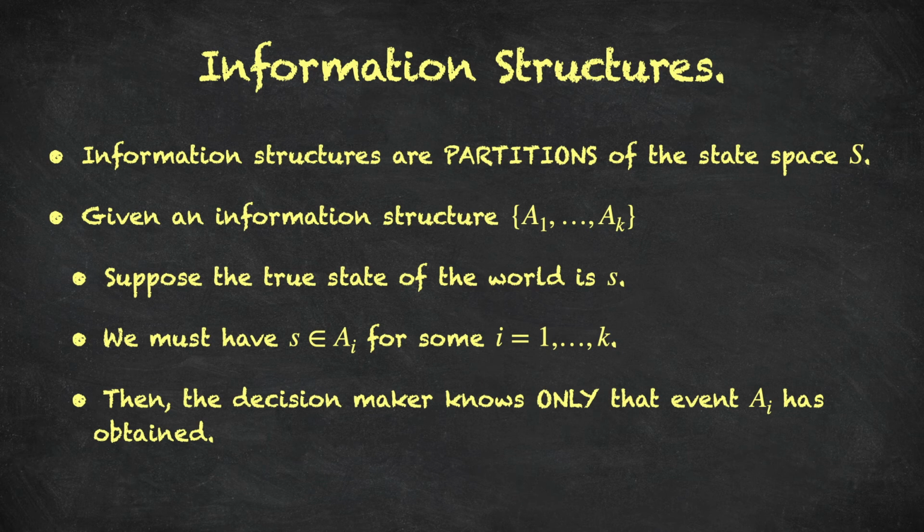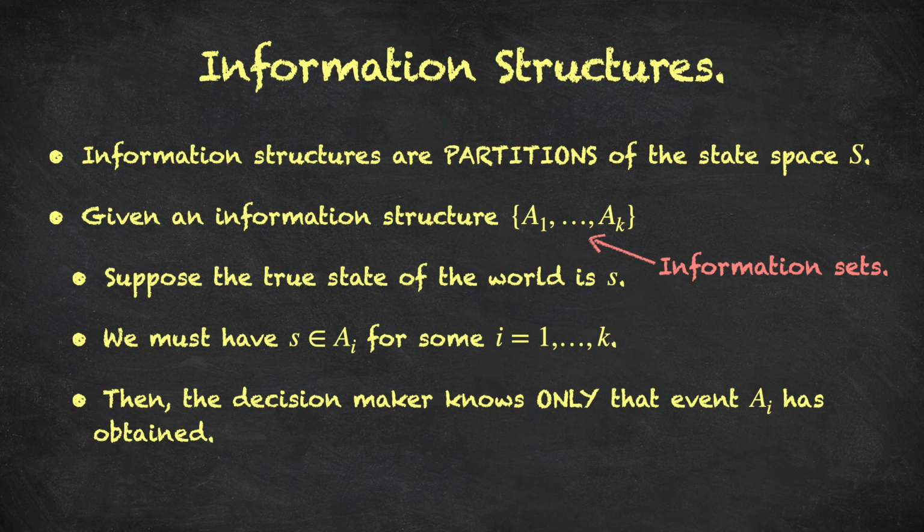Well, if we're given an information structure, like I've labelled here, a partition, which is a set that contains these subsets A1 all the way up to A_k. Now, each of these are called information sets. So this decision maker has k different information sets, and those information sets constitute a partition of the state space. What do these information sets mean?